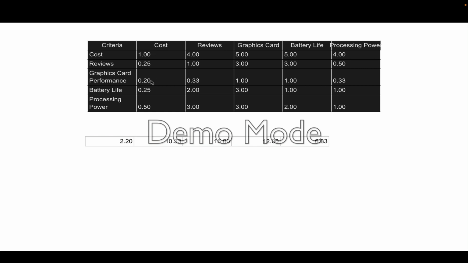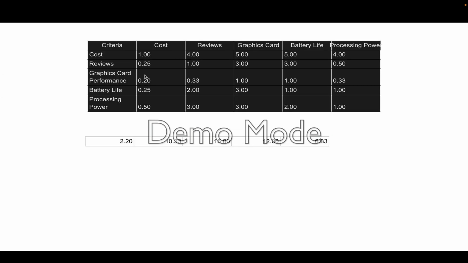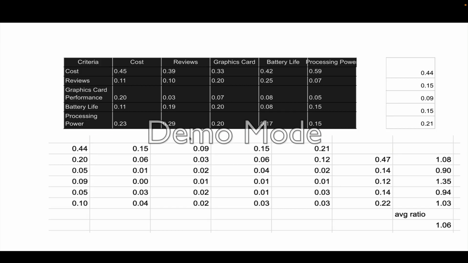The graphics card is about 1/5 as important as the cost. The battery life is about 1/4 as important as the cost. And processing power is 1/2 as important as the cost. So on and so forth with all these. Then what I did was I added up all the sums of these, and these are here. And with the sums, I divided each value here by the sum to get these normalized values here, which I then took the average of each row of, as you can see.